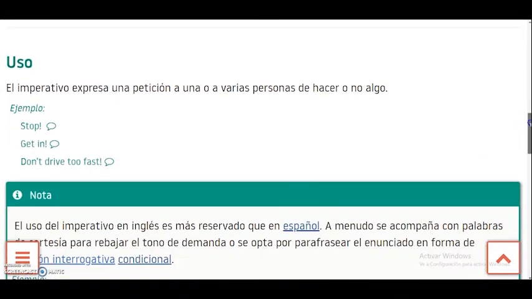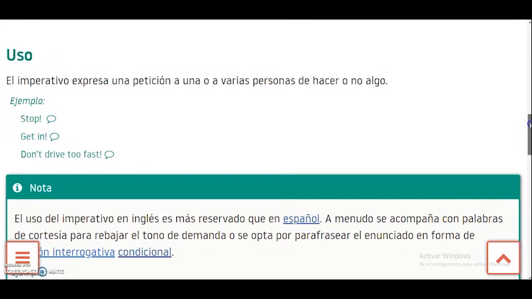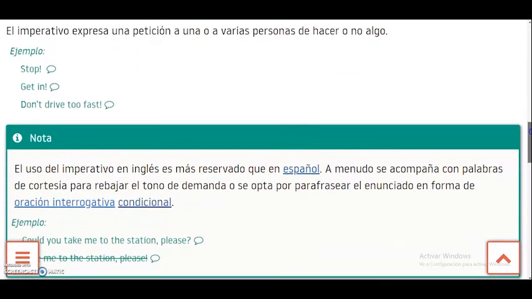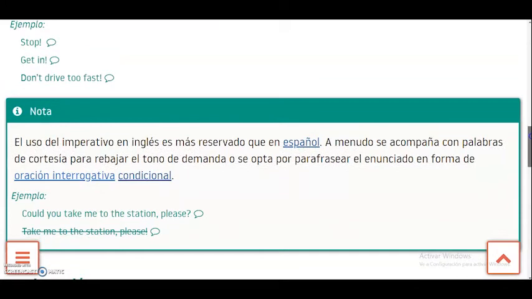Okay. El imperativo expresa una petición a una o a varias personas de hacer o no hacer algo. Por ejemplo, el stop sería el imperativo. Get in sería el phrasal. ¿Ok? Y don't drive too fast sería la otra petición. Vamos a ver. El uso del imperativo en inglés está más reservado que en español. A menudo se acompaña con palabras de cortesía para rebajar el tono de la demanda o se adopta por parafrasear el enunciado en forma de oración interrogativa condicional.